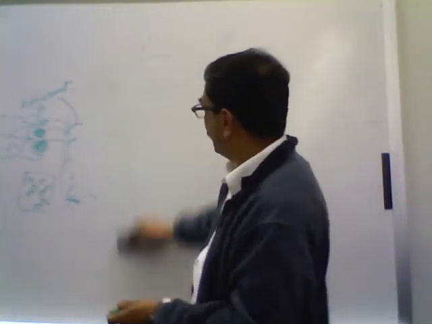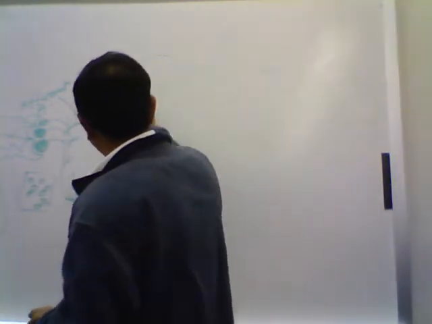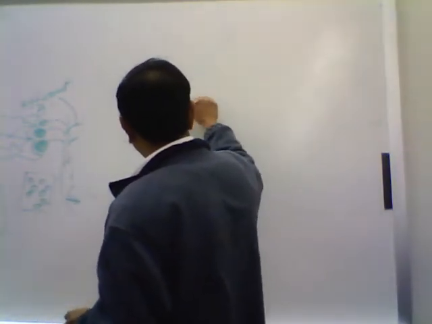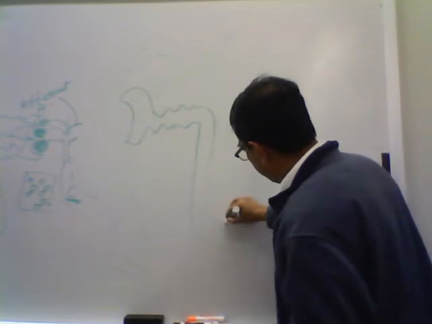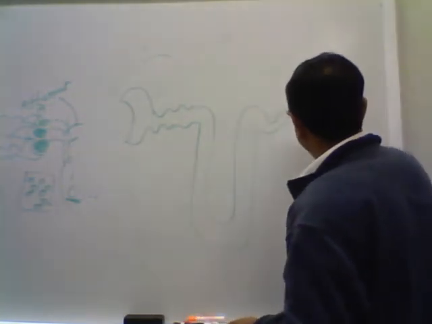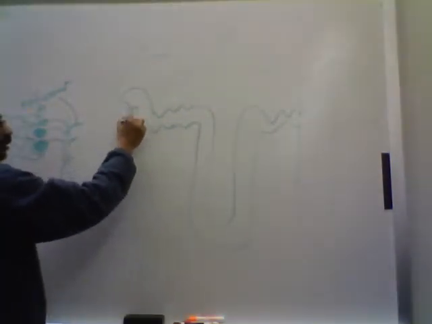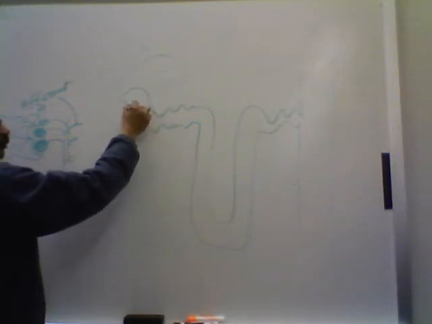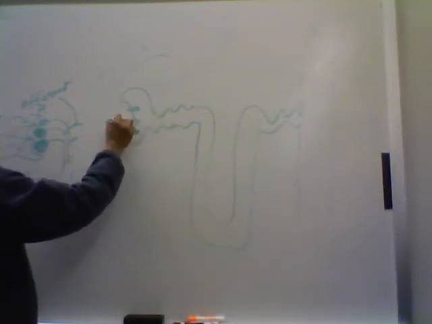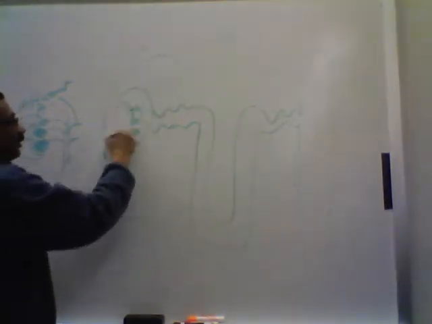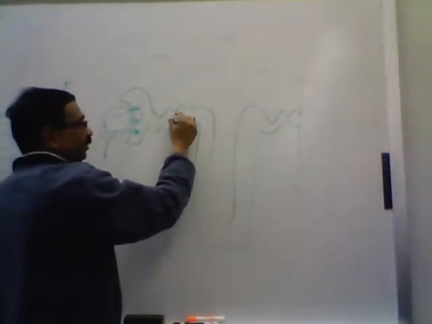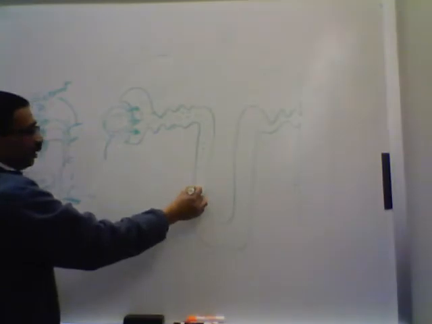Now we see what happens after the fluid enters the nephron. Again, I'll draw the nephron: proximal convoluted tubule, then the loop of Henle, distal convoluted tubule, and the collecting duct. So, filtration. By filtration, the fluid enters the nephron from the glomerulus, and then the fluid starts to move through the tubule.